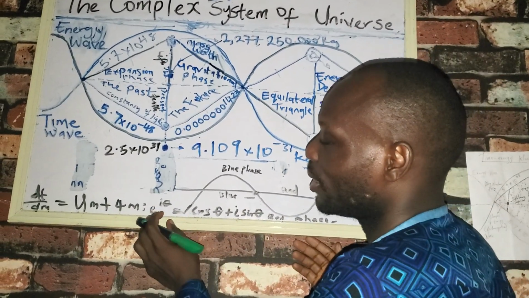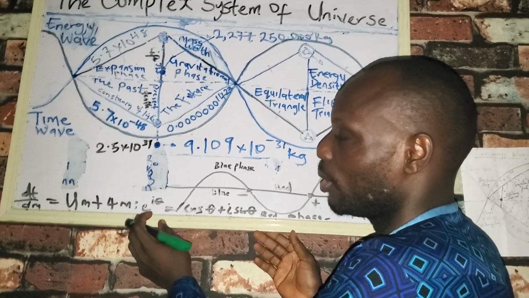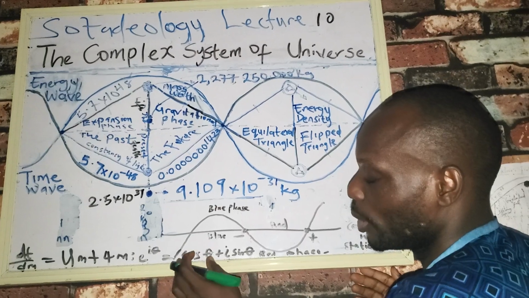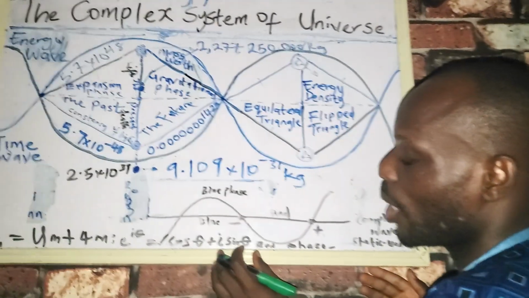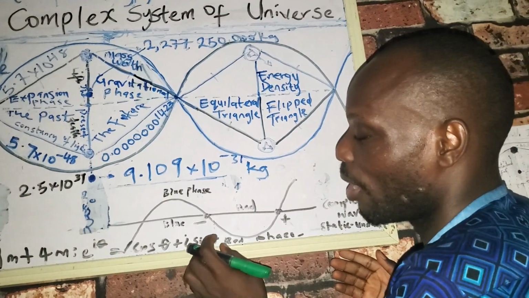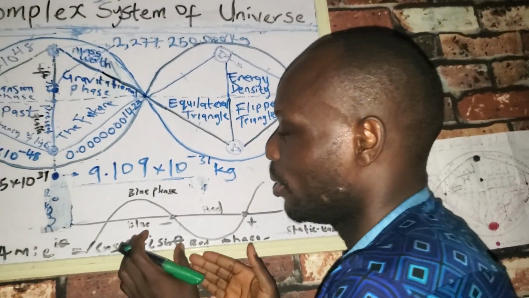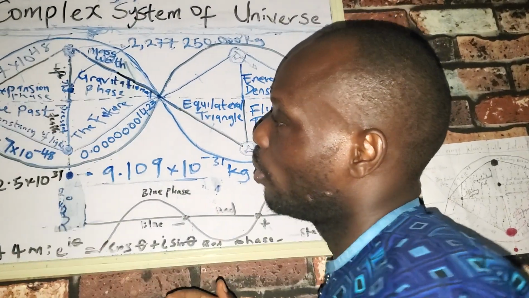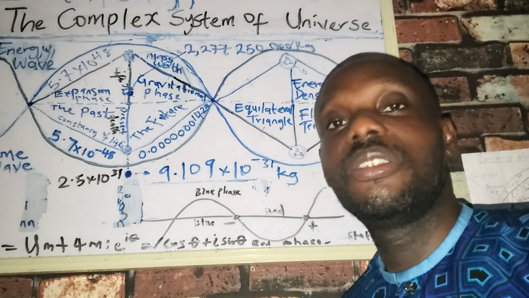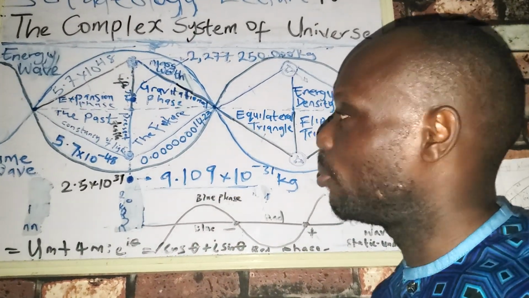So now you can see this e to the i theta as the complex wave, and then when that is being unpacked, we have the cosine theta, which is the real wave, and then we have the suspension of imaginary wave to it, which is i sine theta. But before I explain this further, I want us to briefly look at this time energy wave model in order to unpack the reality of the complex system.